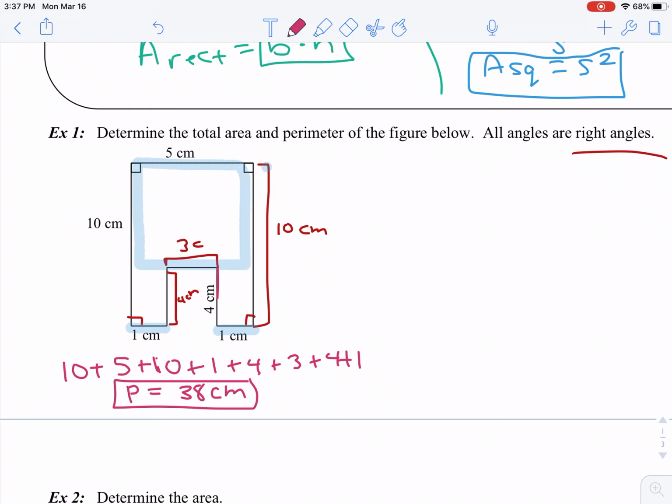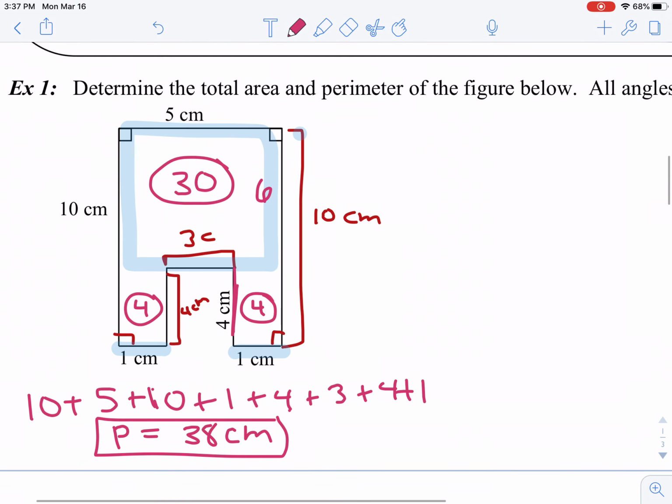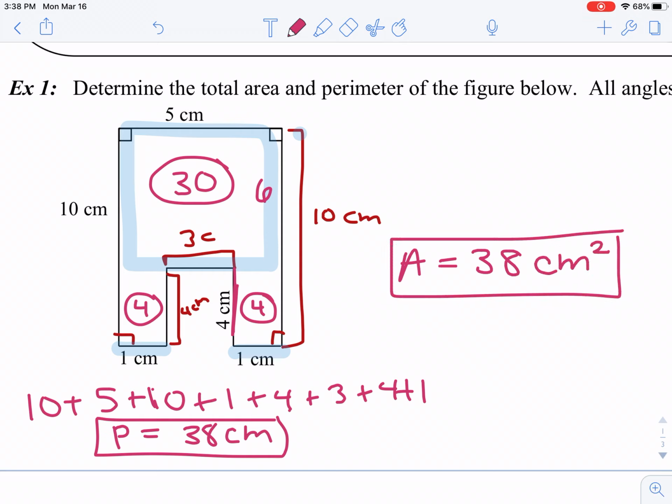To me, I feel like it's easiest to go like this. So if this is already 4, then this leaves me 6 here. So my area of this box is going to be 30. Okay. Then I have 4 by 1. That's an area of 4. And then 4 by 1, that's another area of 4. So when I add those up, my total area is going to be 38 centimeters squared. Making sure that the unit is squared is really important.